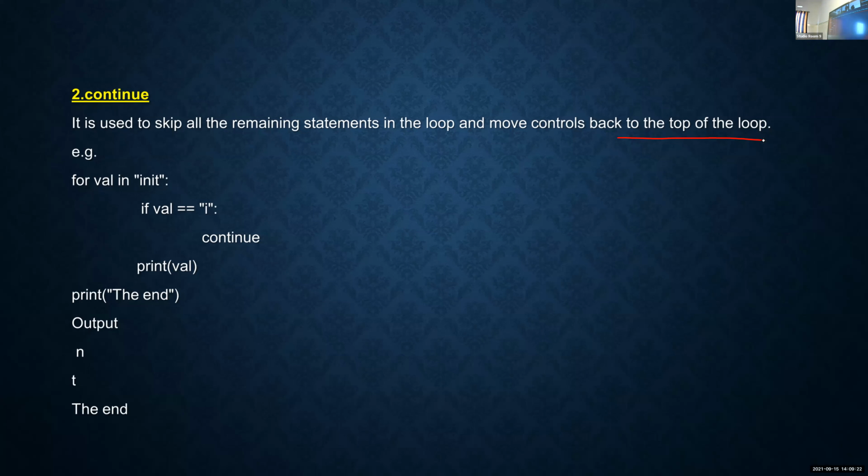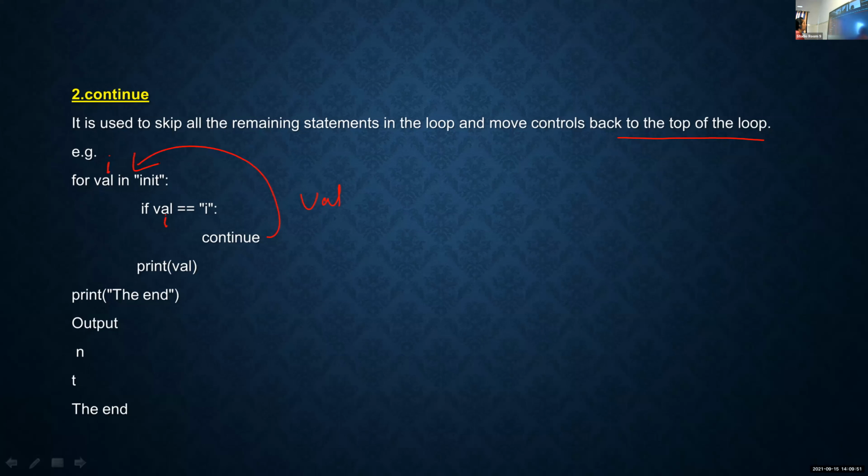John, explain this program. Ma'am, for val in it, so val, the first value of val is i. Then it will continue. If i is equal to i, then it will skip the condition step. If the condition is true, then continue. Continue means it will move to the top of the loop.